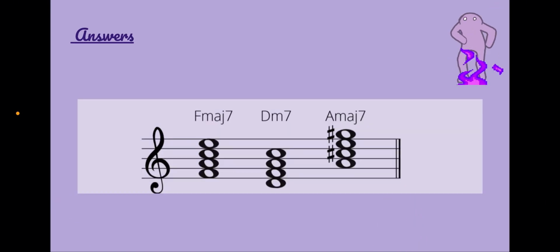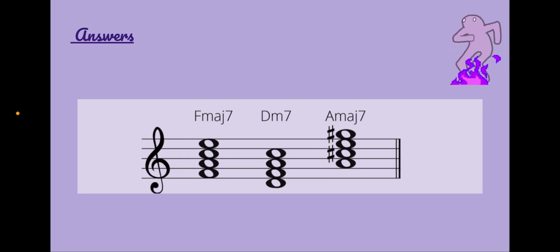Okay, so here are the answers. The first one is F major 7. The second one is D minor 7. And then the third one is A major 7. The first one has all the majors in it, no flats or sharps anywhere that there shouldn't be.